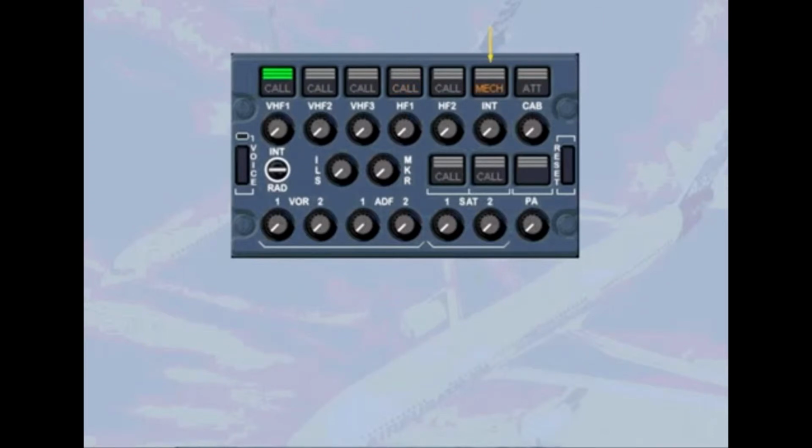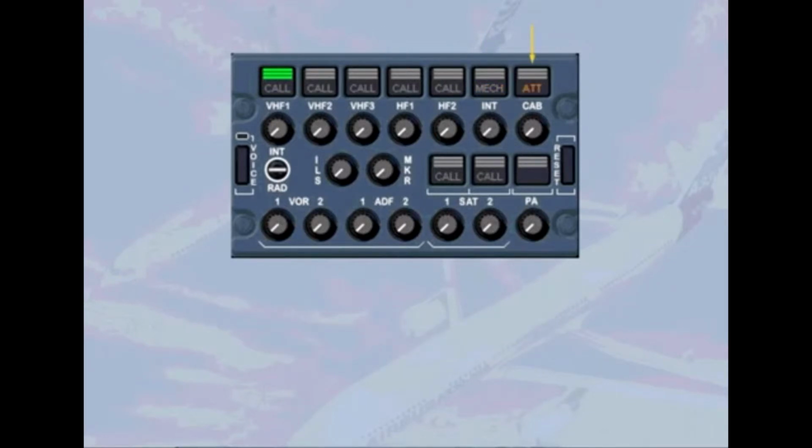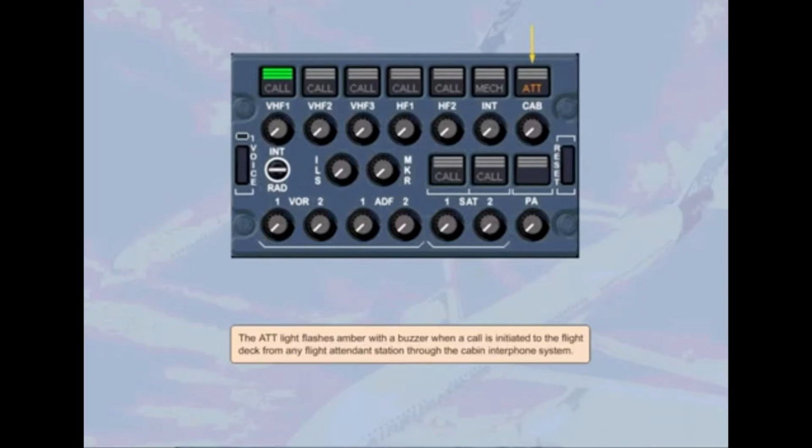The mechanic light flashes amber with a buzzer when a call is initiated by the ground mechanic. The attendant light flashes amber with a buzzer when a call is initiated to the flight deck from any flight attendant station through the cabin interphone system.